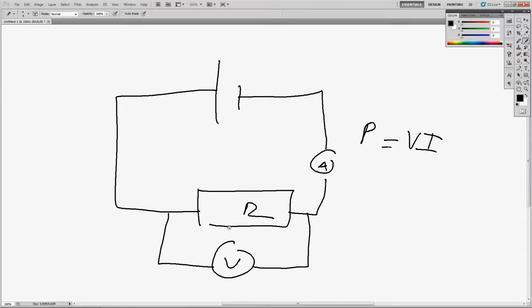So in a resistor, that's going to be dissipated as heat energy. In a bulb or an LED, that's going to be dissipated as light energy plus any other resistances, or some other useful energy. In a motor, we're turning it into kinetic energy, for example.